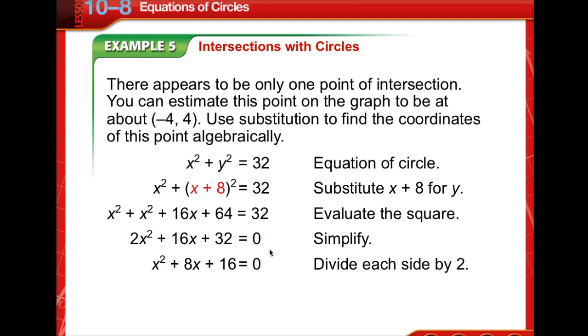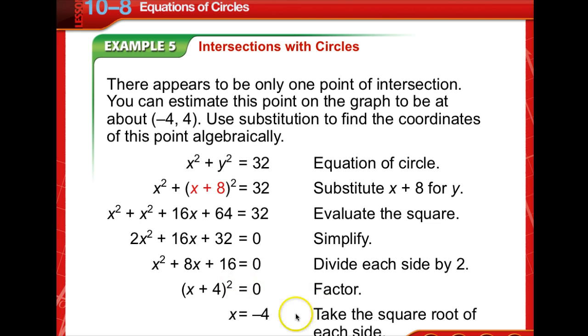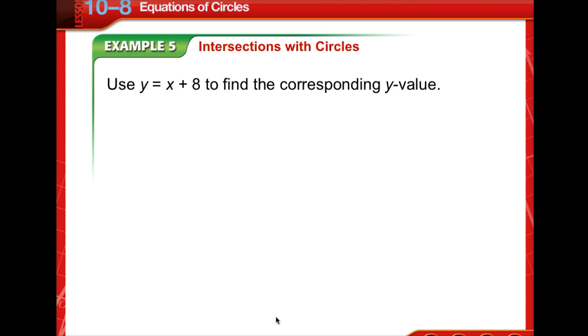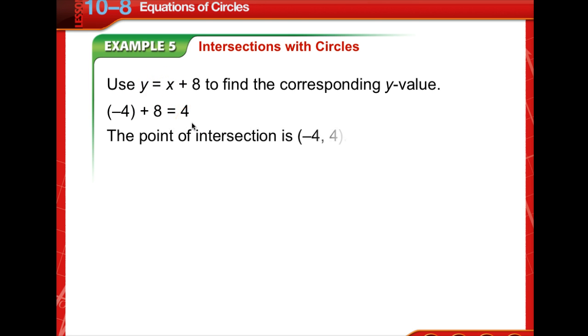And then evaluate, simplify. We're factoring out a 2 from every term, and then we can factor x plus 4, quantity squared, is equal to 0. Take the square root of each side. So we're going to use y is equal to x plus 8 to find the corresponding y value. So we found that x is equal to negative 4. We substitute it into this equation and find that the y value is 4. So the point of intersection is negative 4, 4.